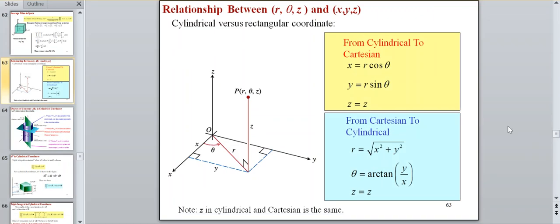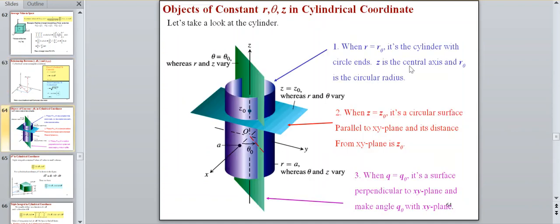So next we are going to learn about the surfaces of three simple cylindrical equations: when r equals a constant, when theta equals a constant, and when z equals a constant. Starting with r, when we say r equals r0, it means r is constant. This is a cylindrical equation. But what is the surface of this equation? You can see r is constant, and the equation is independent from theta and z.